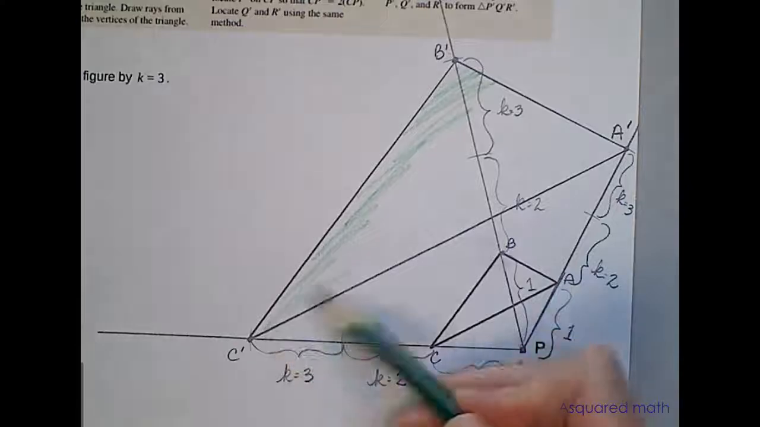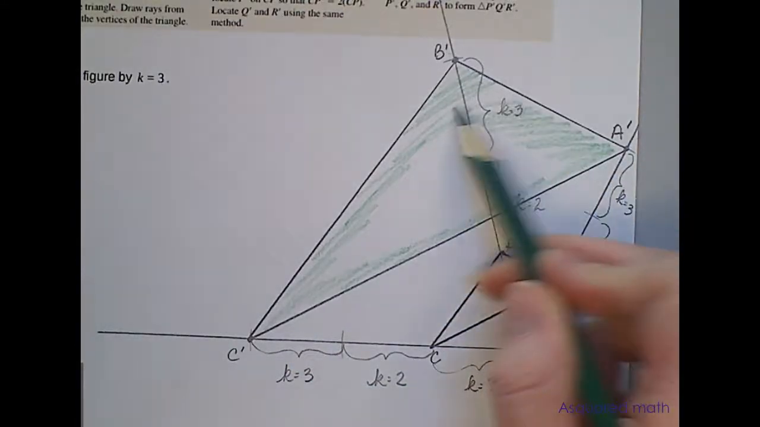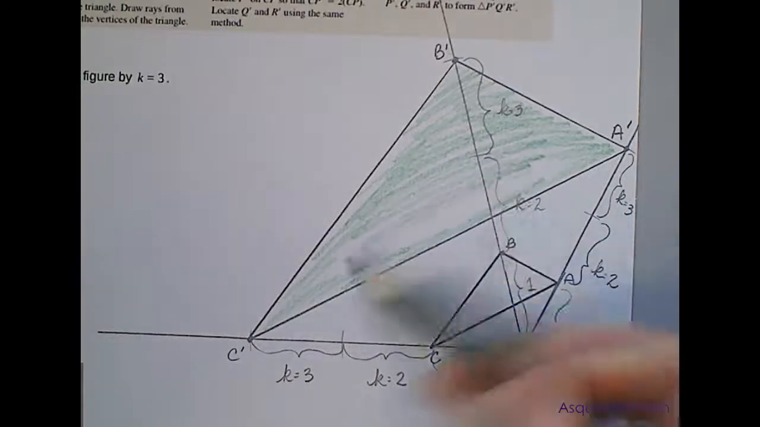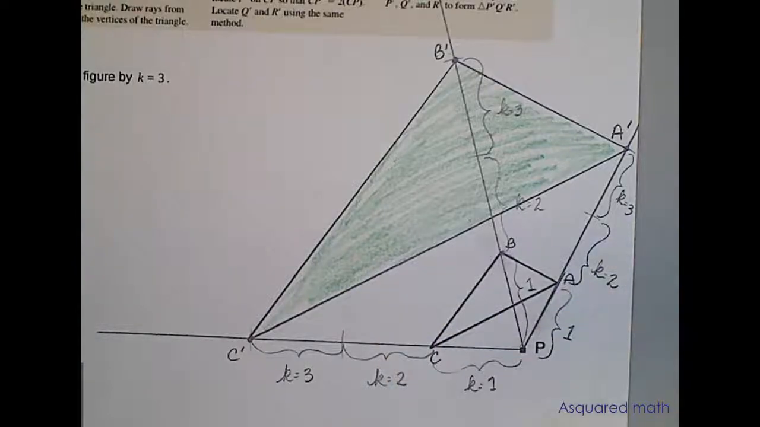I'm going to color it in a little bit so you can see it a little bit better. I like to have my students color in their final answer so that there's no confusion which one I'm grading, in case they make mistakes. That way I know. So the green triangle here is the dilation of a scale factor of 3.